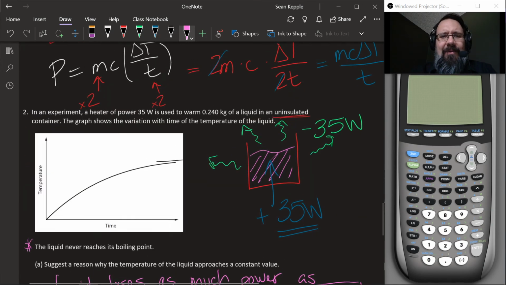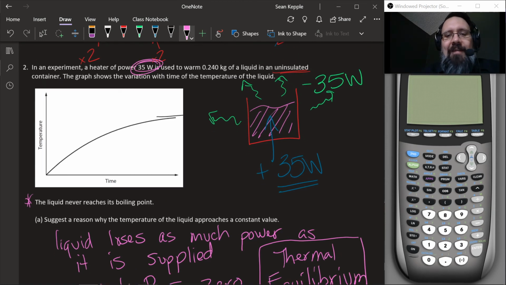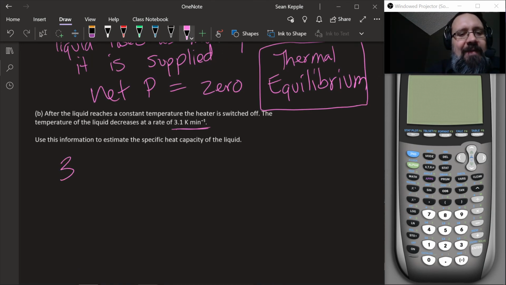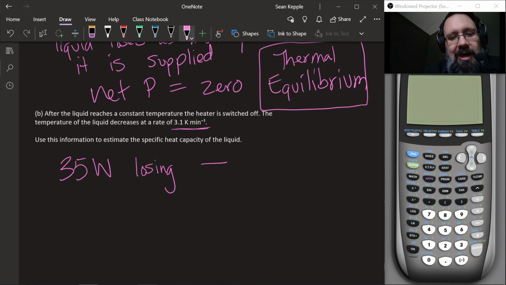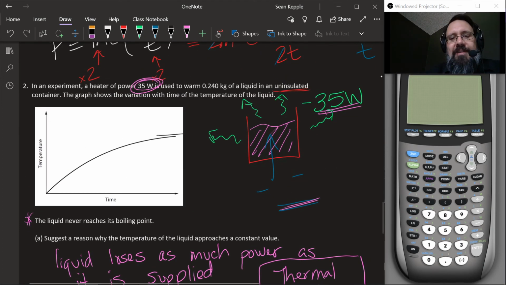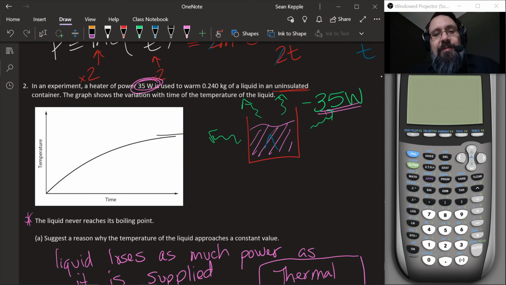So I said that wrong. The 35 watts is what I was looking for. The 35 watts that it's gaining is the same as the 35 watts that it's losing. And so what we're saying is the 35 watts that it's losing is what causes the 3.1 Kelvin per minute decrease in the temperature. We know it was losing 35 watts because the temperature was constant when it was gaining 35 watts. So if we shut off the heat, the 35 watts going in, it's still going to be losing 35 watts.